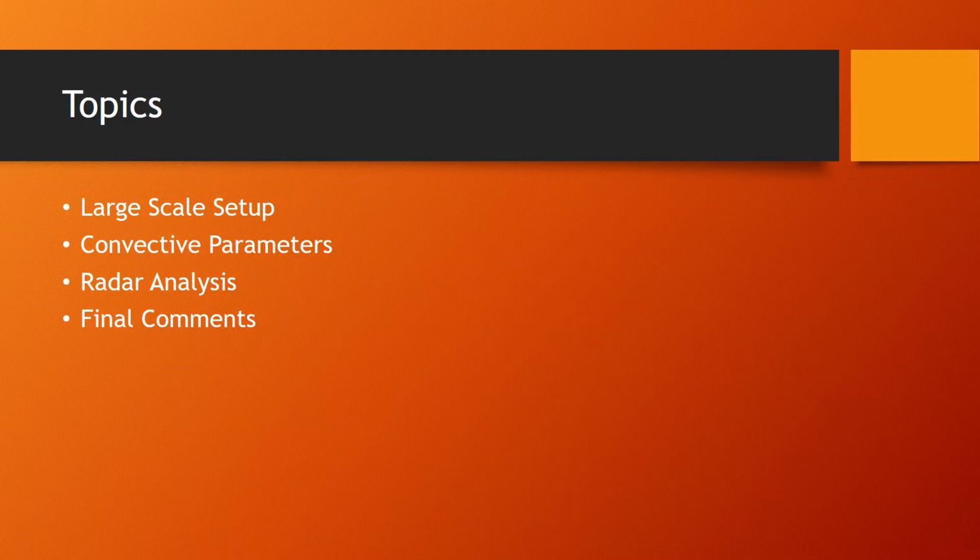We're going to start off by looking at the synoptic scale setup for the day. And then after that, we're going to look at several convective parameters that were in place during the day. And then really the heart of this presentation is going to be the radar analysis. We're going to look at some features that were present before the tennis ball hail was reported at Tribune. And then we'll conclude with some final comments.